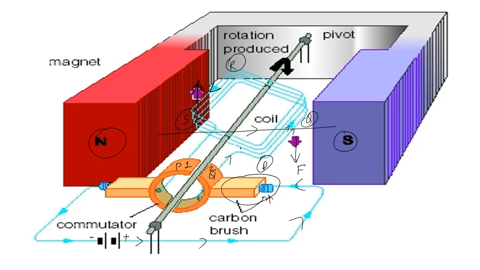So again on the coil, now this will be the SR portion, where the force will be down, and this one will be PQ, where the force will be up, so it will rotate in clockwise direction. It is repeated again and again, and in this way the electrical energy is converted into mechanical energy.